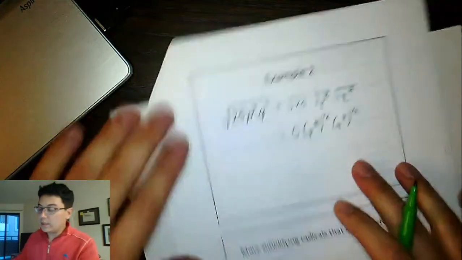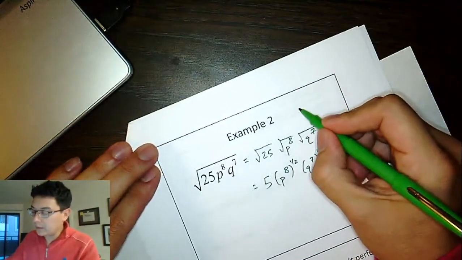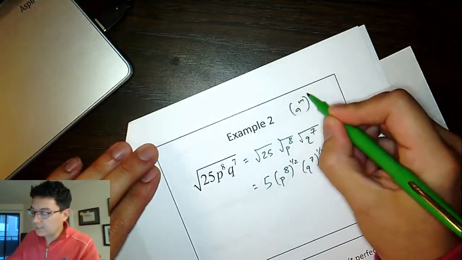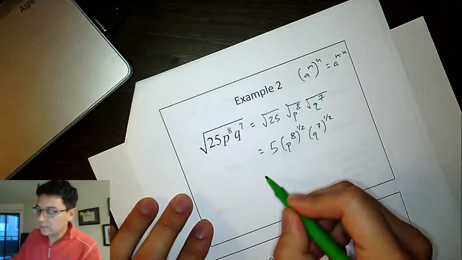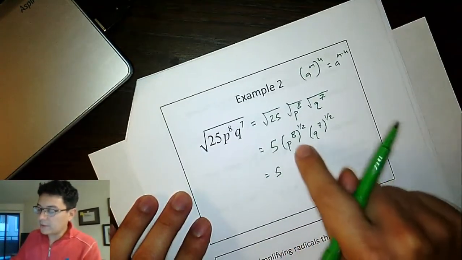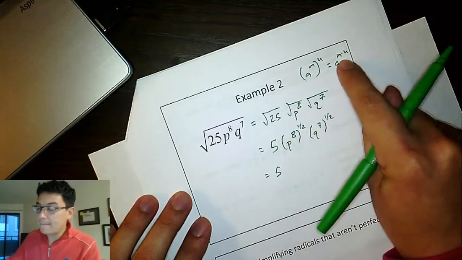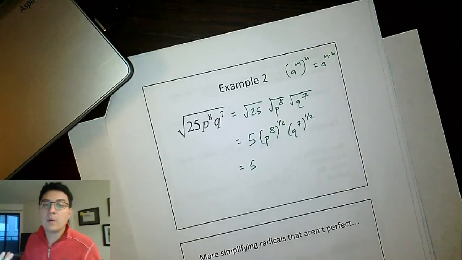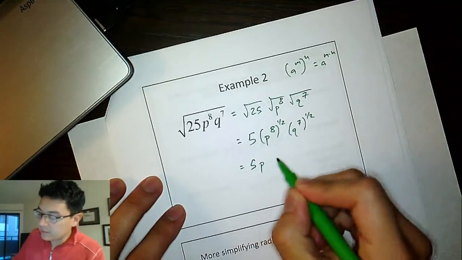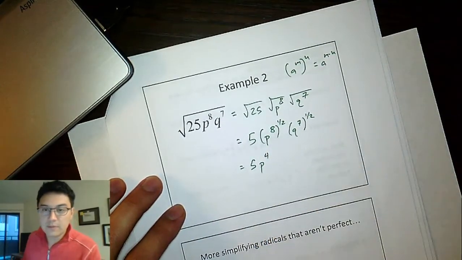We can use our product rule from exponents to combine some of this together. So we'll have 5, the coefficient. 8 times 1/2, I multiply these together. 8 times 1/2 is the same thing as dividing by 2. So this will be the same thing as p to the 4th.